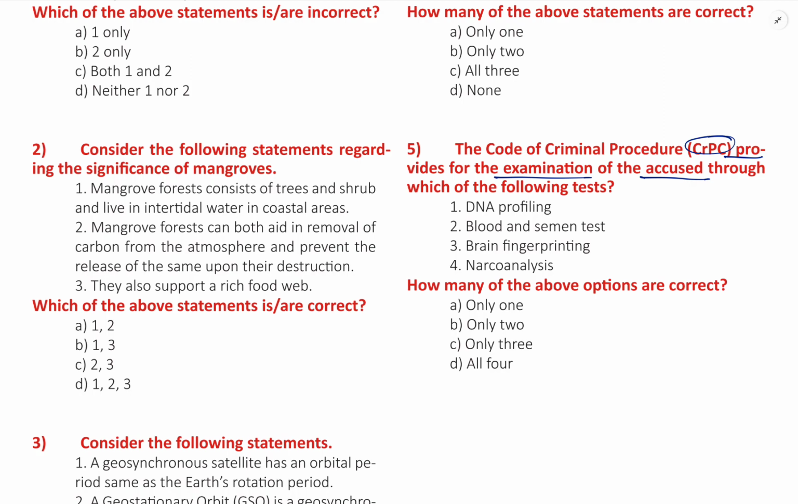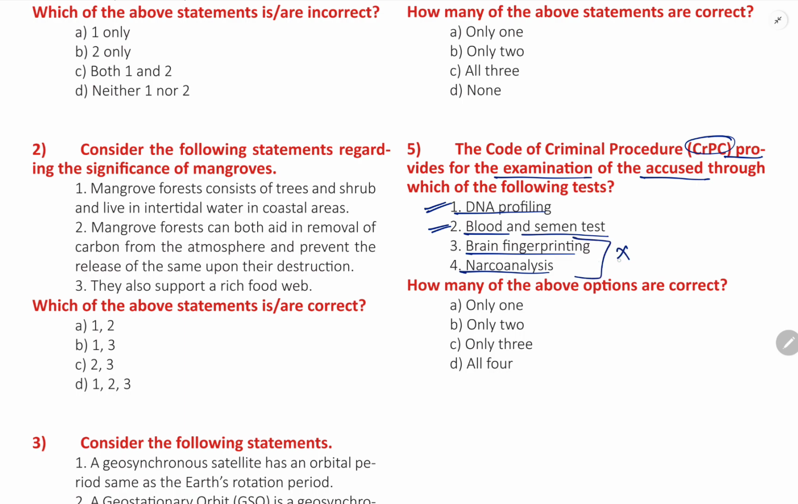The first is DNA profiling. Now this is correct. DNA profiling is included in the CrPC. Okay. The next is the blood and semen sample. Now blood and semen sample is also included in the CrPC. And third is brain fingerprinting and narco analysis.